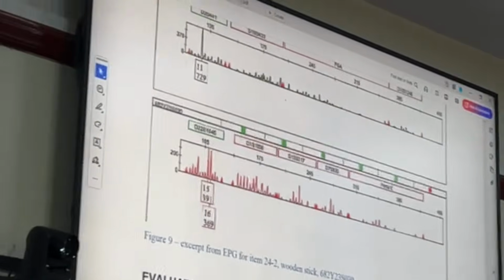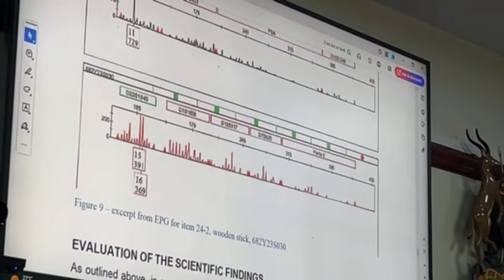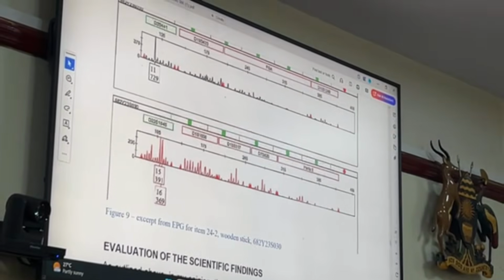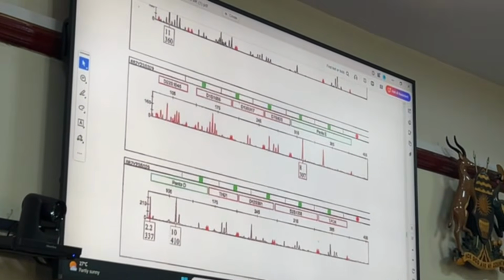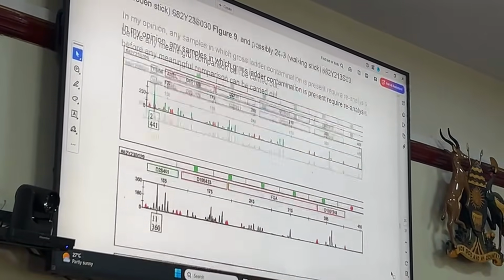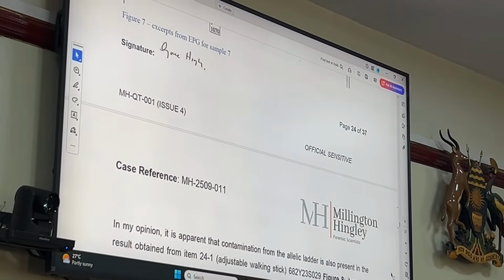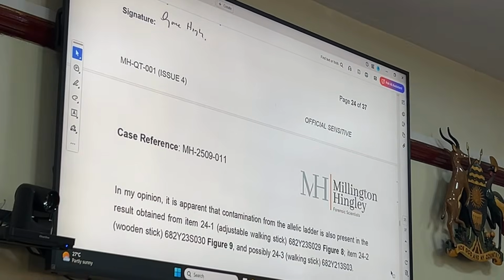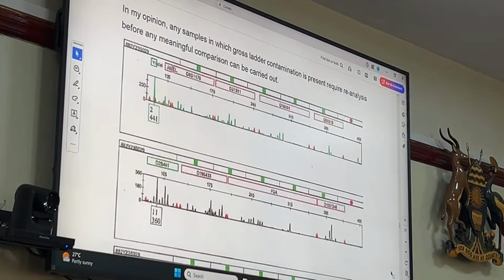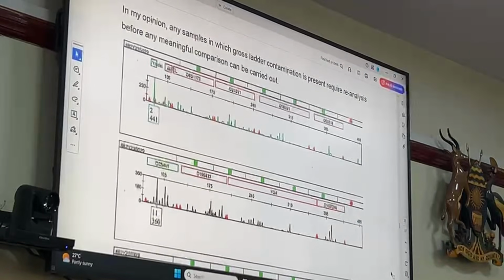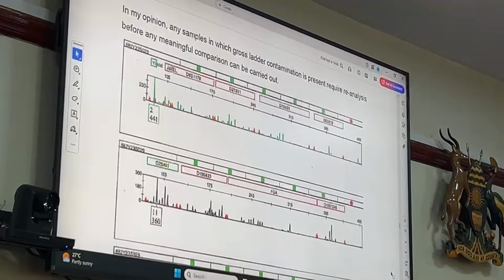It was equally present in sample 30. What was sample 30? Which was item 24.2, a wooden stick. These two being on a different batch to that previously seen on item 7. So in a subsequent batch, you found the ladder. Yes, samples 29 and 30 were on subsequent batches. And just briefly, we will look at that in our own time. Did you also find contamination in the negative control in other batches? Yes, there was.